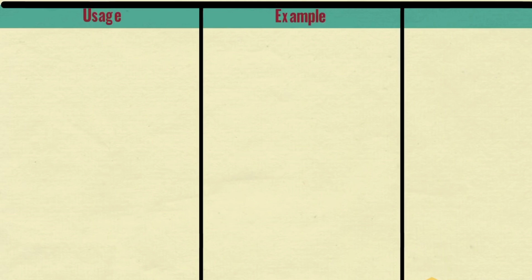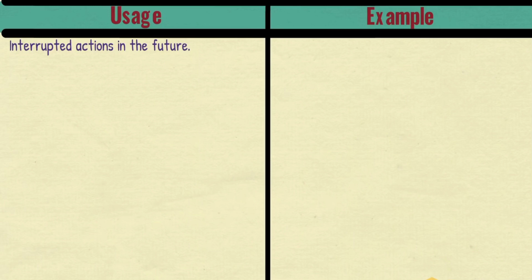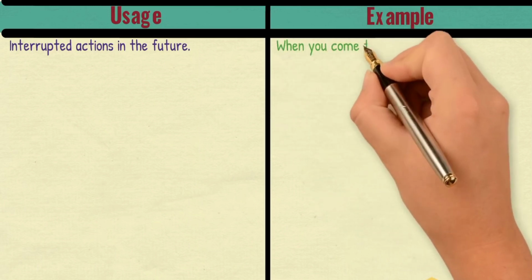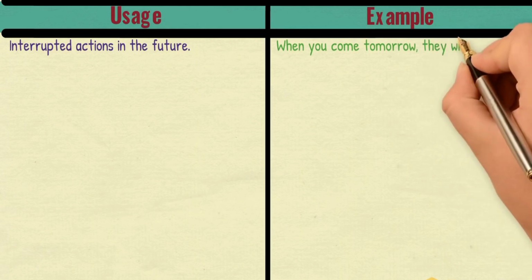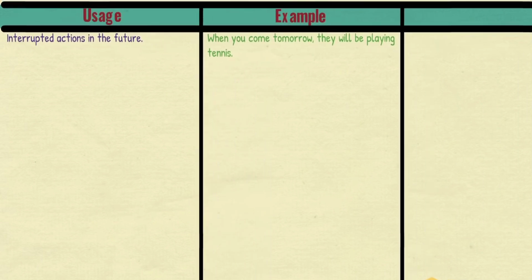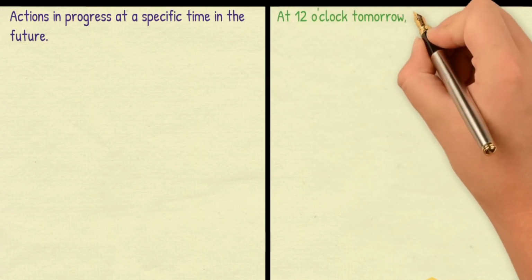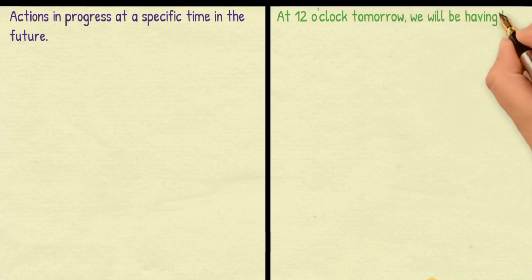Usage. Example. Interrupted actions in the future. When you come tomorrow, they will be playing tennis. Actions in progress at a specific time in the future. At 12 o'clock tomorrow, we will be having lunch at school.